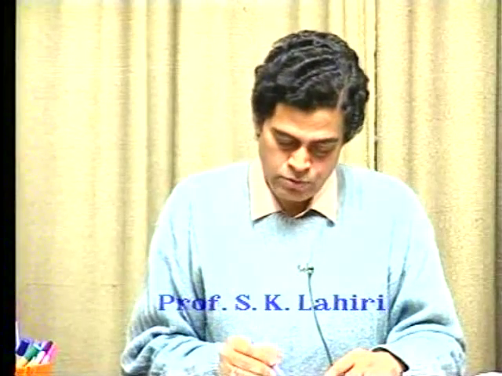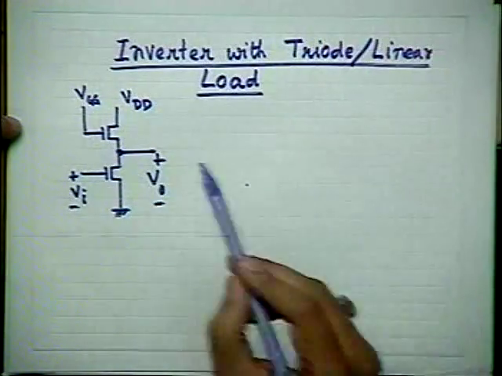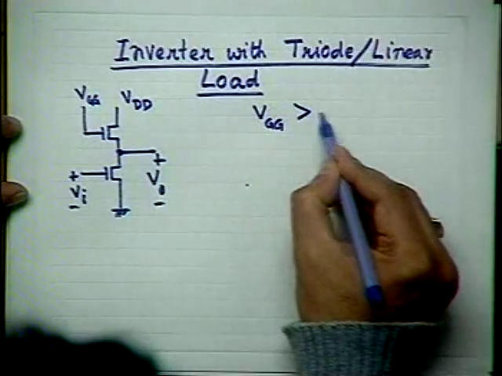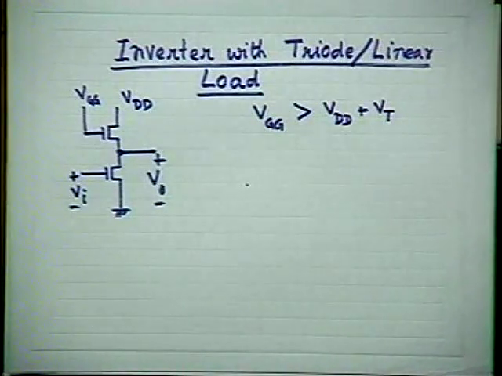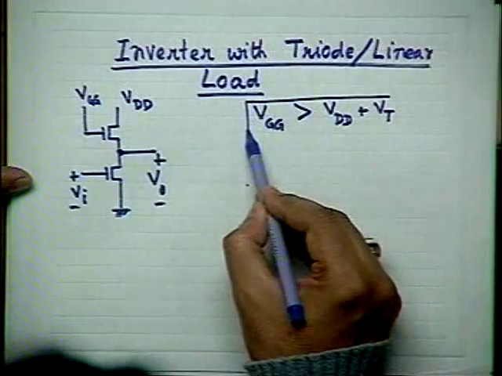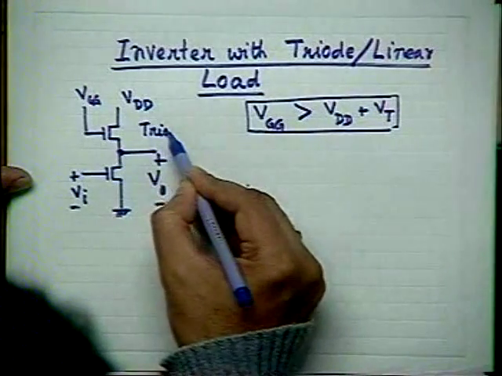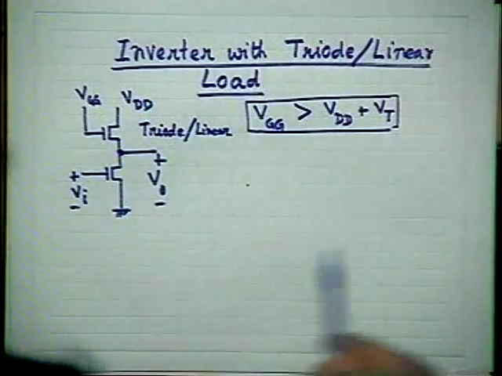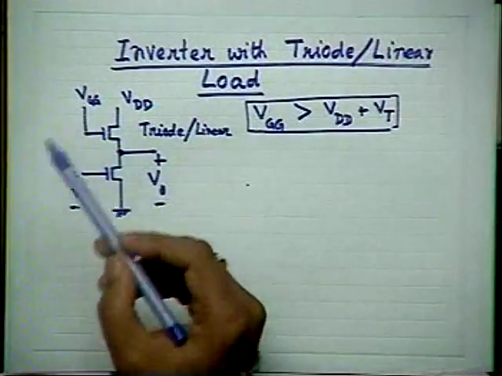And for that, we have to have two separate power supplies for the gate bias and drain bias of the load transistor. And we have to ensure the condition that VGG should be more than VDD plus VT. That is very important. I have to ensure this condition in order that the load transistor is in triode or linear region. The load must be in triode or linear region only if VGG is greater than or equal to VDD plus VT. And therefore, naturally, we require two power supplies. We cannot manage it with a single power supply.